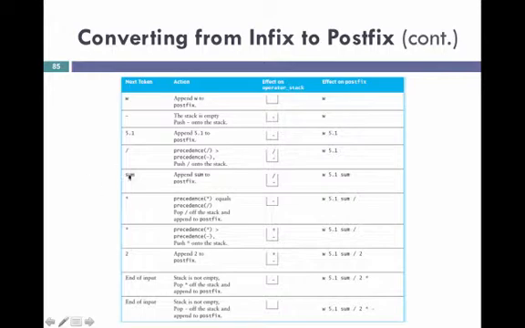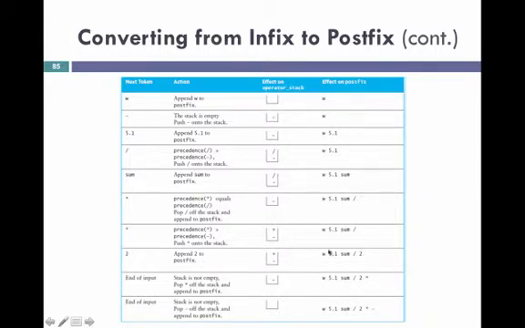Then we'll scan in sum, which gets appended to the postfix string. Once we get the multiply, the precedence of multiply is equal to the precedence of divide that's on the stack. So we're going to pop off the divide operator, and we'll append that to the postfix. And now, since the precedence of the multiply is greater than the precedence of minus on the stack, we'll push the multiply onto the stack.